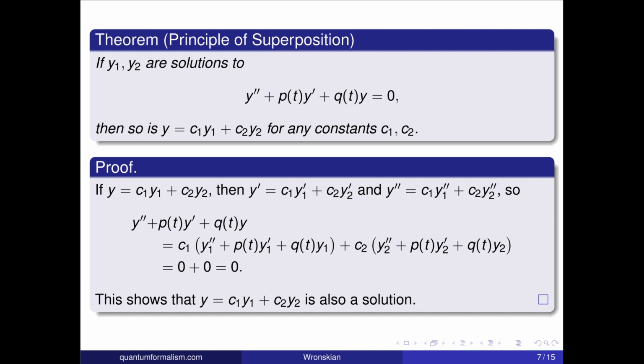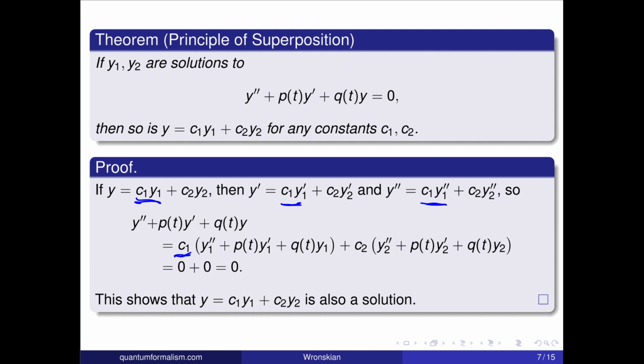All the terms involving y1 will have a factor of c1, right? There's a c1 appearing with the y1 double prime in the second derivative, there's a c1 appearing with the y1 prime in the first derivative, and there's a c1 appearing with the y1 in the original function. So we can factor out a c1 from everything. And then what we're left with is just the original differential equation with y1 in place of y.